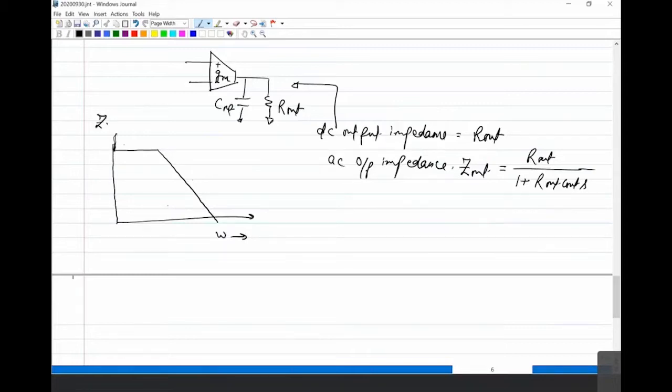So Z out is nothing but your R out DC, and then you have a pole at 1 over R out C out. So that's why, when you connect a large cap at the output, ideally, what do we want for any supply? What should be the output impedance, low or high? What do we prefer? Should be low.